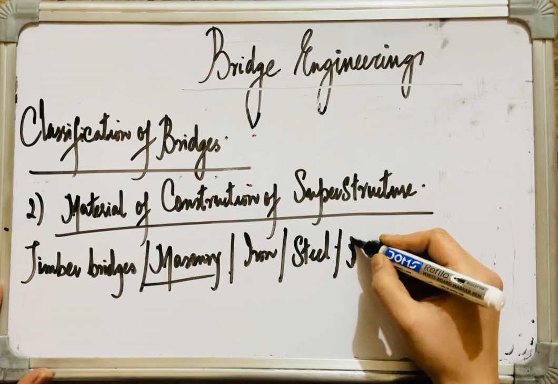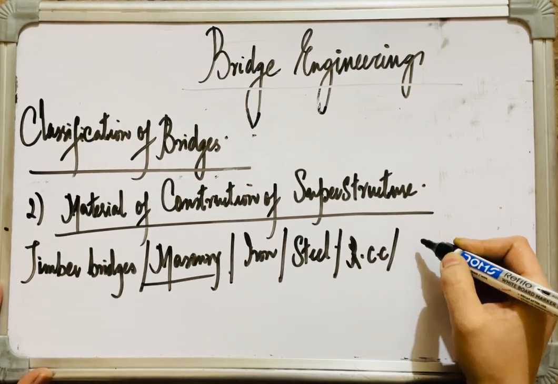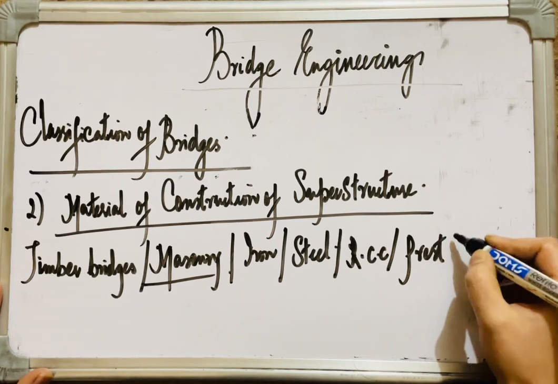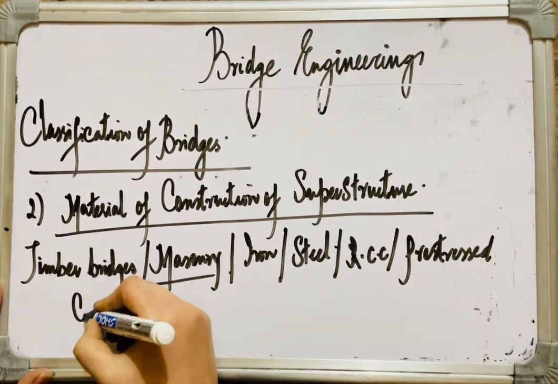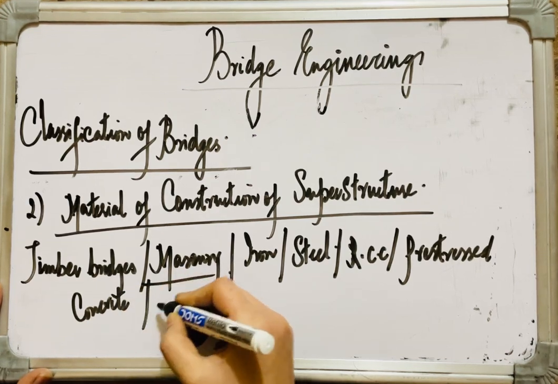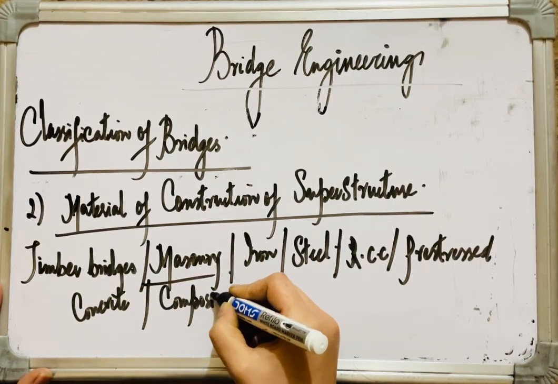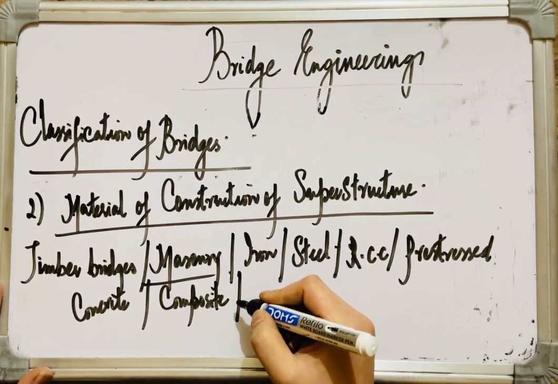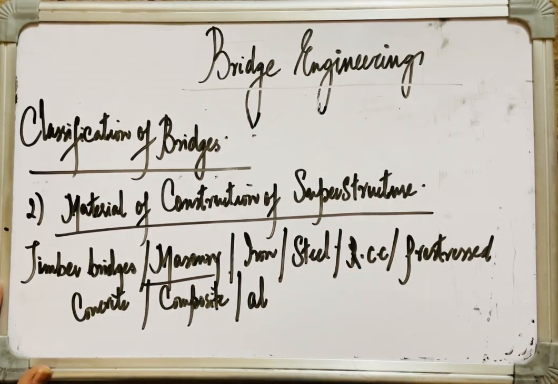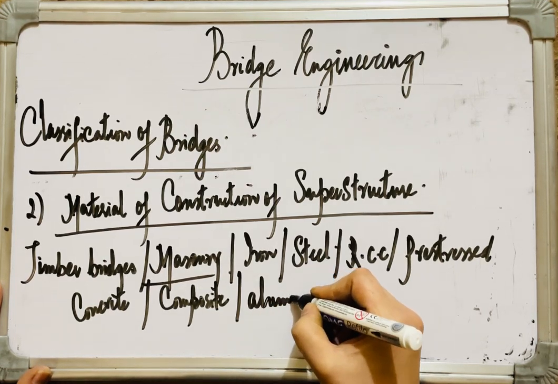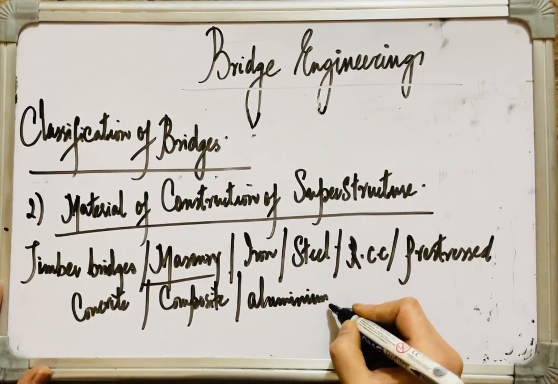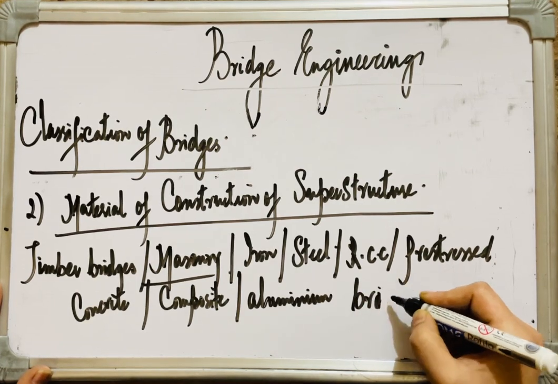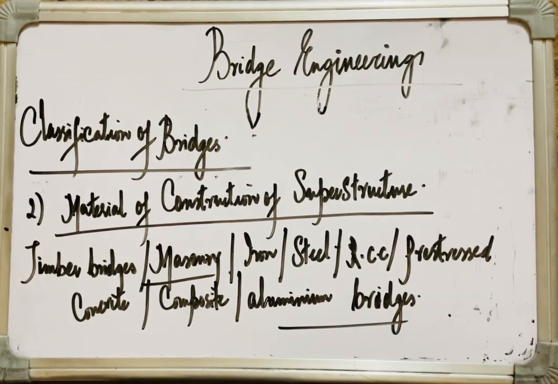reinforced concrete. We have pre-stressed concrete bridges. We have composite, wherein two different materials are used for construction of bridge superstructure. And then we have aluminum. All right, so this is the classification based on the material of construction used for the superstructure. We have timber bridges, masonry bridges, iron bridges, steel bridges, RCC bridges, pre-stressed concrete bridges, composite bridges, or aluminum bridges.